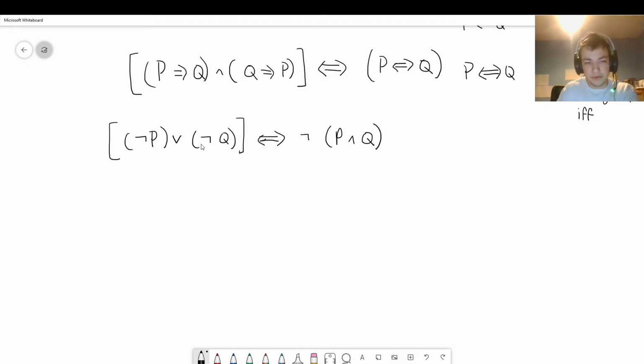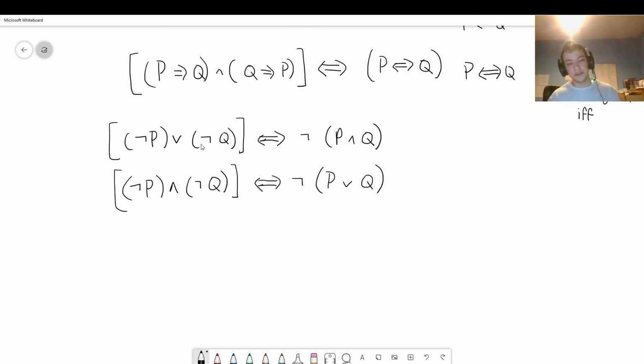Okay, and then we also have that not P and not Q is equivalent to not (P or Q). Okay, so not P and not Q means that both of them must be false, so that both their negations are true, and that's the same as saying that neither P nor Q. Okay, and these are called De Morgan's Laws, and they're quite useful in various aspects of set theory.